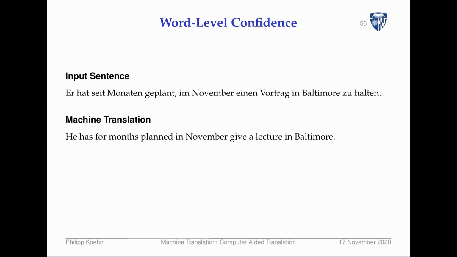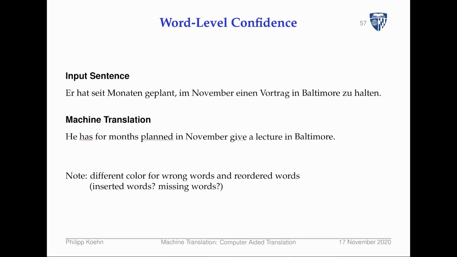So what do we do with this? One idea is word-level confidence. So what if this is the input sentence here, and this is a machine translation? We now want to highlight which words we probably have mistakes with. So we underline here in red, well, that's probably a bit shaky. And then in green, well, we're still not entirely sure about these two words.